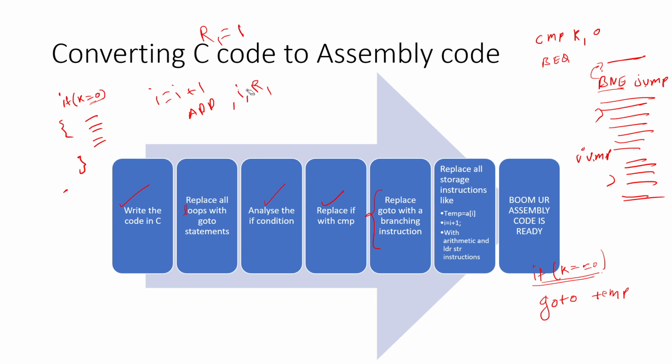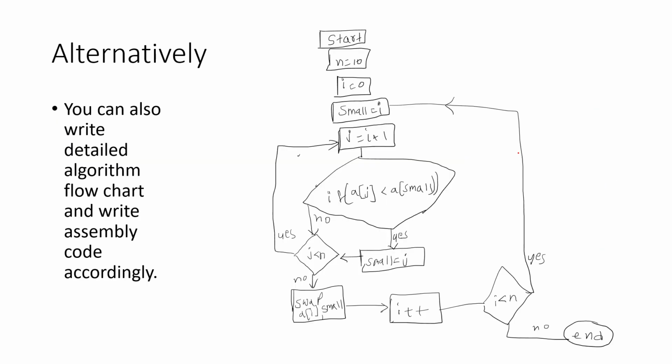You cannot use I directly. You need to have proper registers in order to do assembly programming. Once you have done everything properly, your assembly code will be ready. So let's move forward and see the alternative procedure.